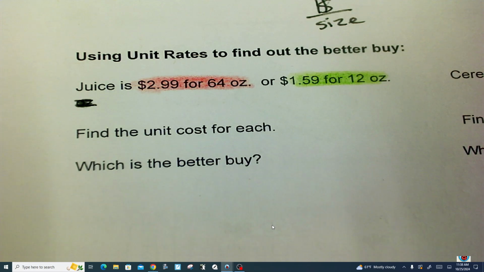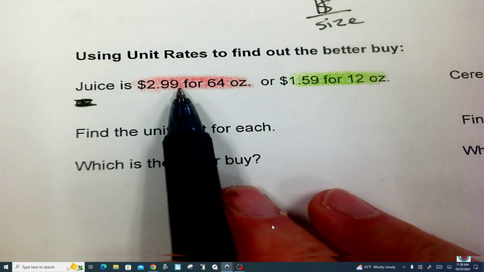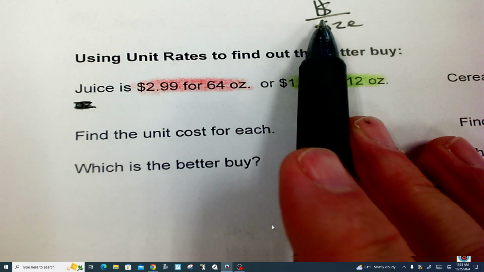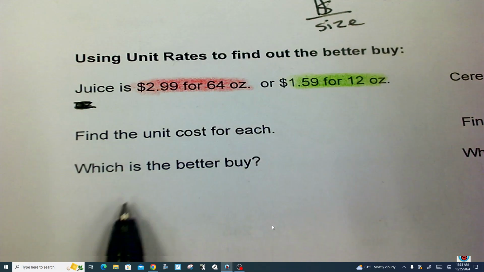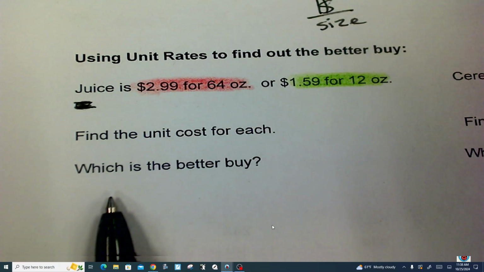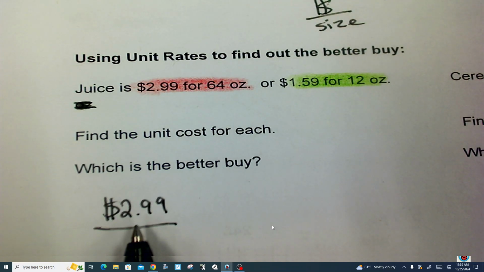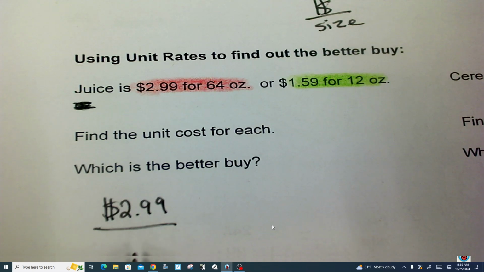Let us go and create the fractions, right? That's how we said to do the unit rates. Go make this information into a fraction. And this time we're saying put the money on the top and the size on the bottom. So let's go put our red one right here. $2.99 goes on top because money's on top. The size is 64 ounces. Put that on the bottom.